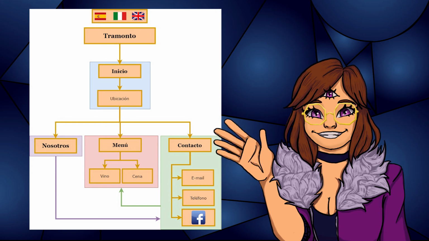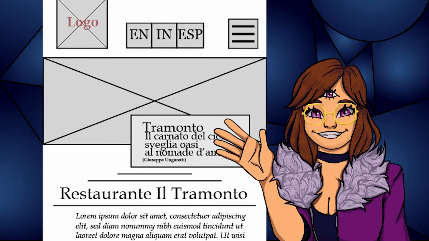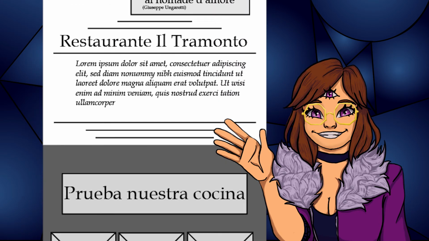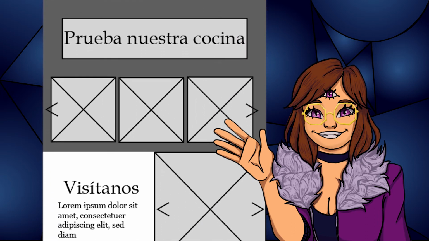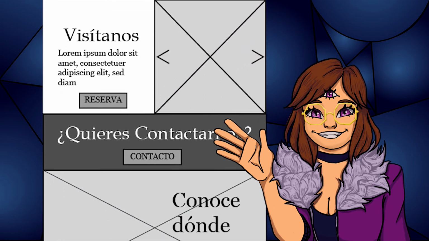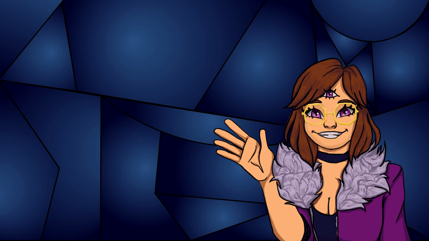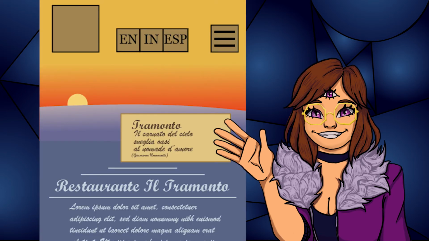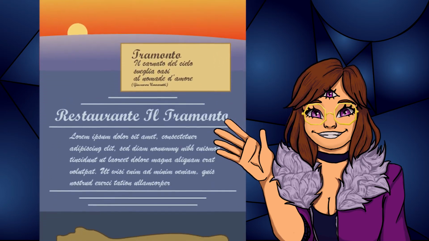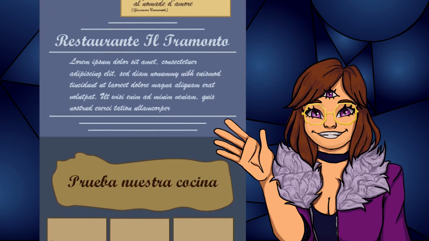Then you begin to sketch the function of the site by making a wireframe. It's part of deciding how it looks, but most of it is about where the functions are supposed to go. Later, you refine the details in a mockup, where you define colors and how it would look in the end.